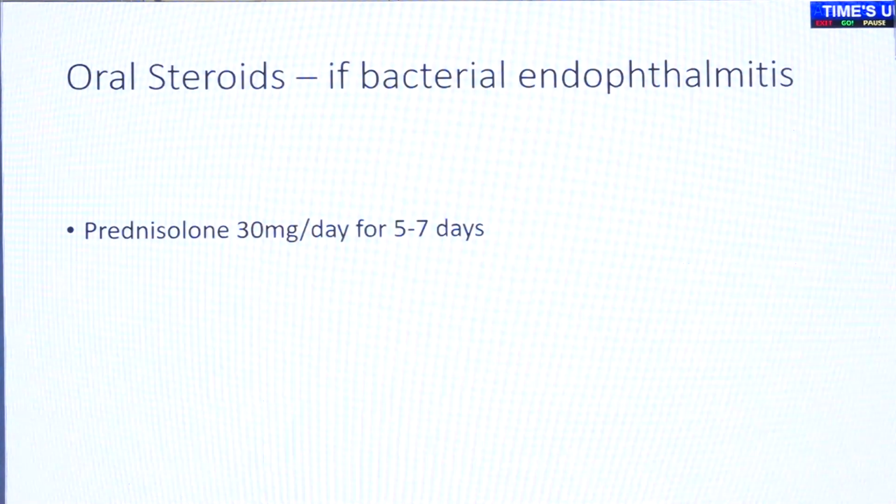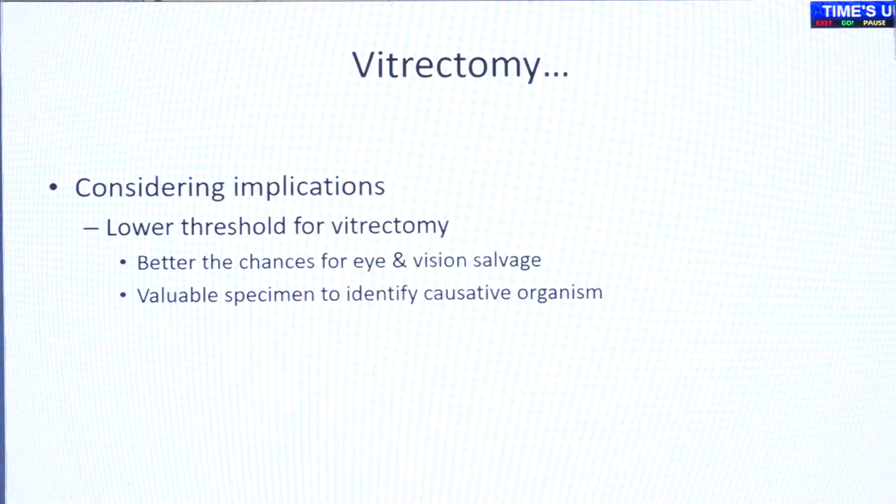Oral steroids, if it is bacterial endophthalmitis, prednisone 30 milligrams a day for 5 to 7 days is what I would give. And vitrectomy, I would suggest an earlier vitrectomy, considering the implications, better chance of vision and eye salvage, and also helps us get a valuable specimen to identify the causative organism.